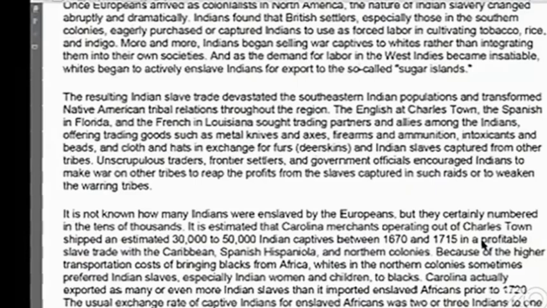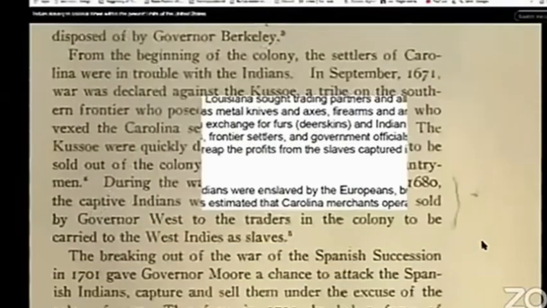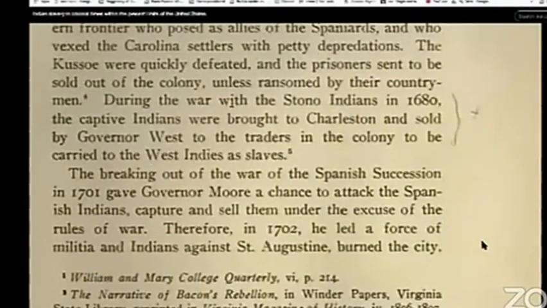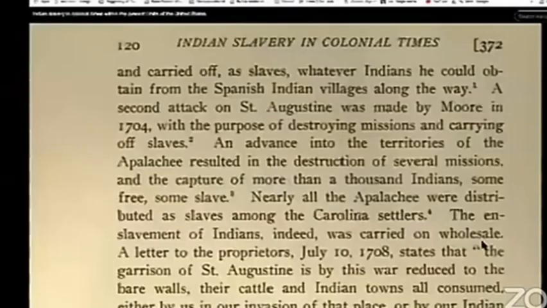Unscrupulous traders, frontier settlers, and government officials encouraged Indians to make war on other tribes to reap the profits from the slaves captured in such raids, or to weaken the warring tribes. The breaking out of the War of the Spanish Succession in 1701 gave Governor Moore a chance to attack the Spanish Indians, capture and sell them under the excuse of the rules of war. Therefore, in 1702, he led a force of militia and Indians against St. Augustine, burned the city, and carried off as slaves whatever Indians he could obtain from the Spanish Indian villages along the way.